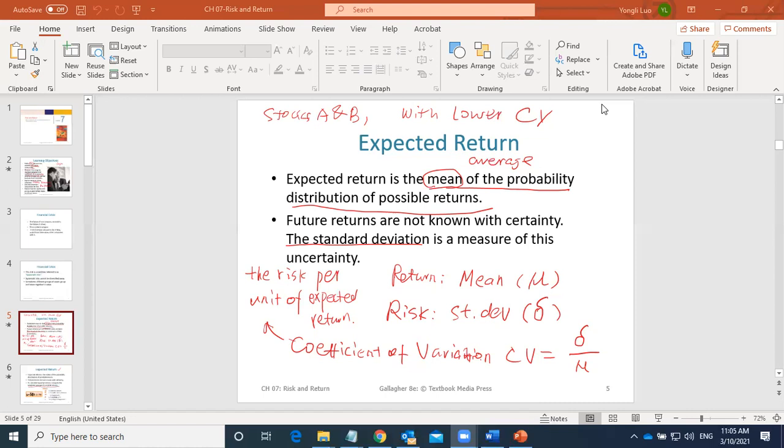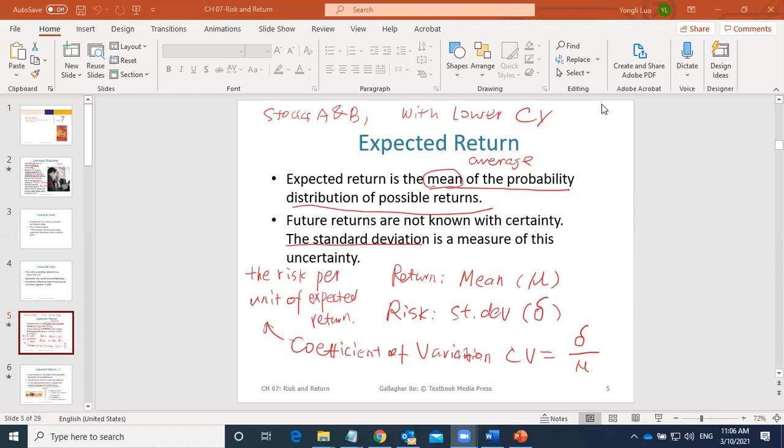For the risk, it is standard deviation. We use the small Greek letter delta to represent the risk associated with that return. If you have the same level of return, you want a lower level of risk. Or if you have the same level of risk, you choose the security with a higher return.